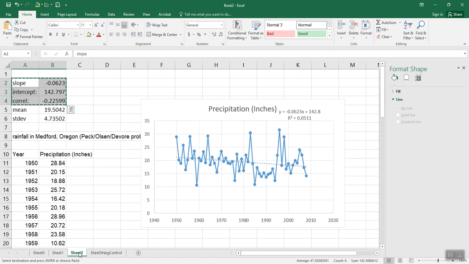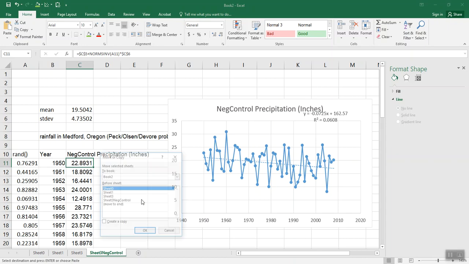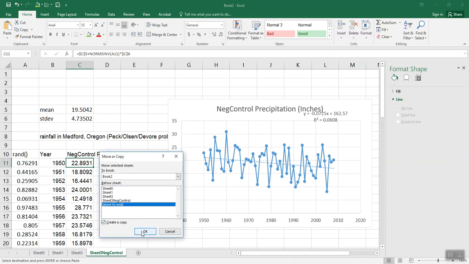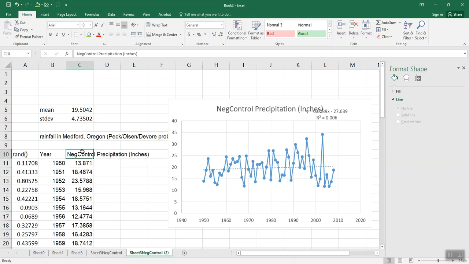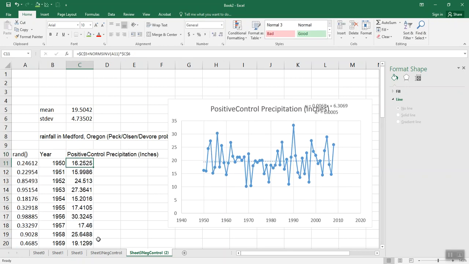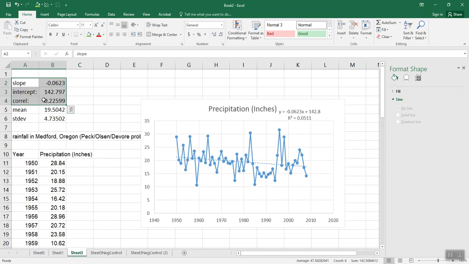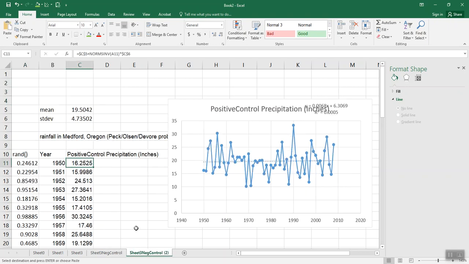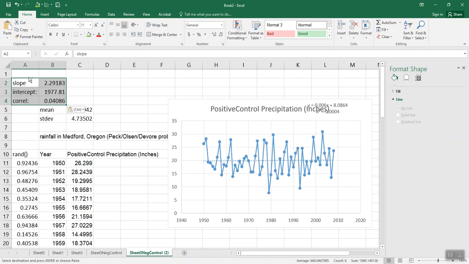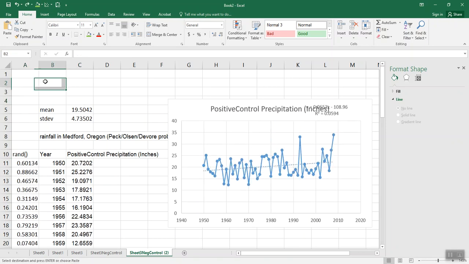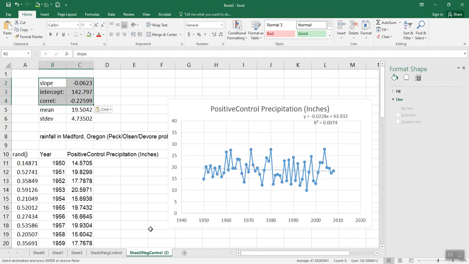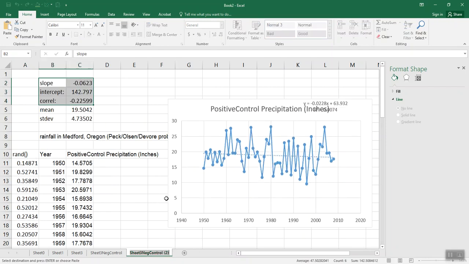Let's make a copy of this. And now I'll have this be a positive control. Let's go get those numbers again. I need to paste them by value. Okay, we'll rename this positive control.